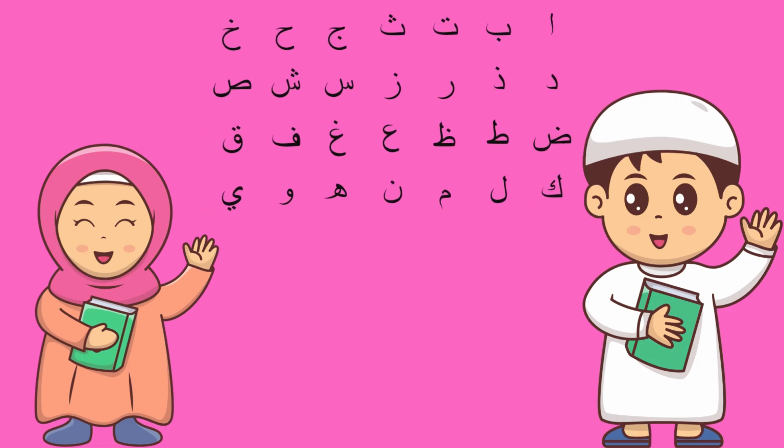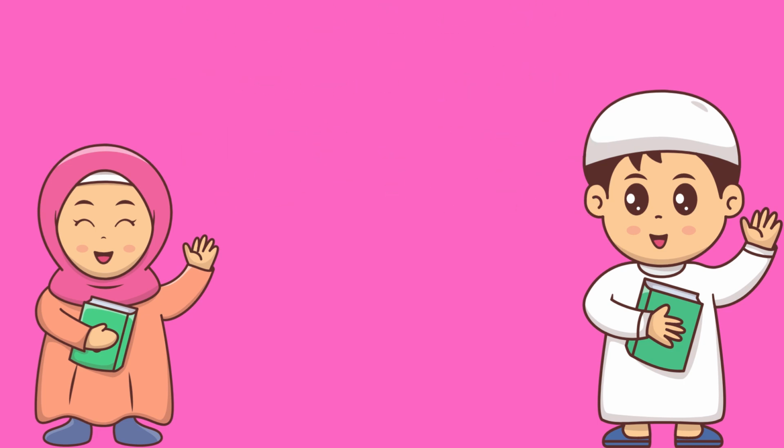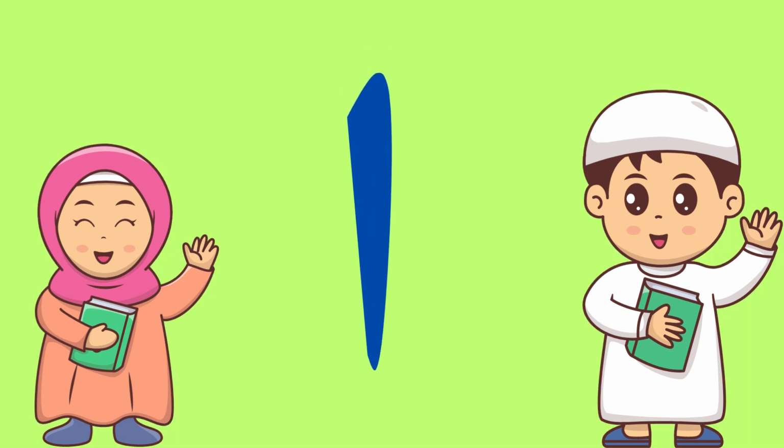So today we are going to learn Arabic letters Alif, Ba, Ta, Tha. So let's get started. This is Alif, the letter Alif. Now you tell me Zaira, which letter is this? This is Alif. Very good, you are right.